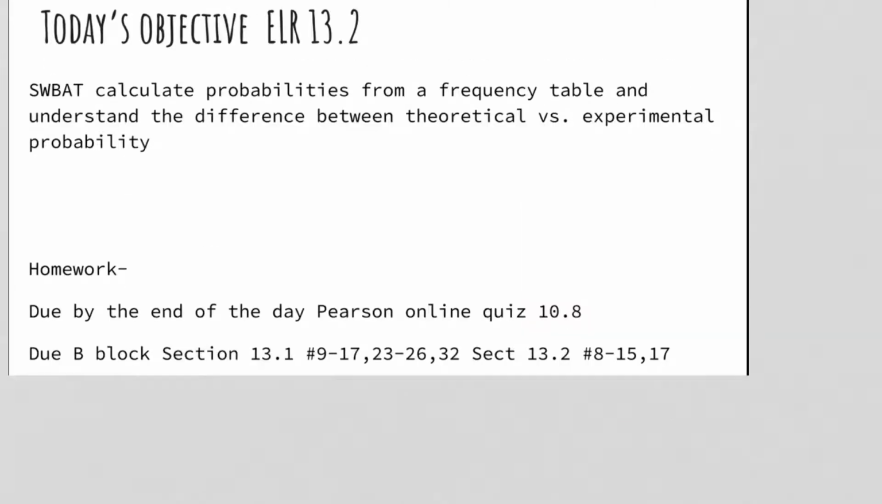All right, so today we're going to be moving on to ELR 13.2. This is calculating probabilities from a frequency table, similar to the anticipatory set, and understanding, again, the difference between theoretical versus experimental probability.